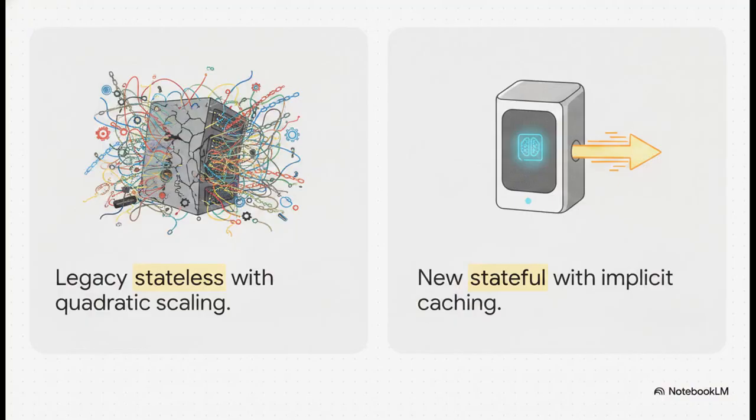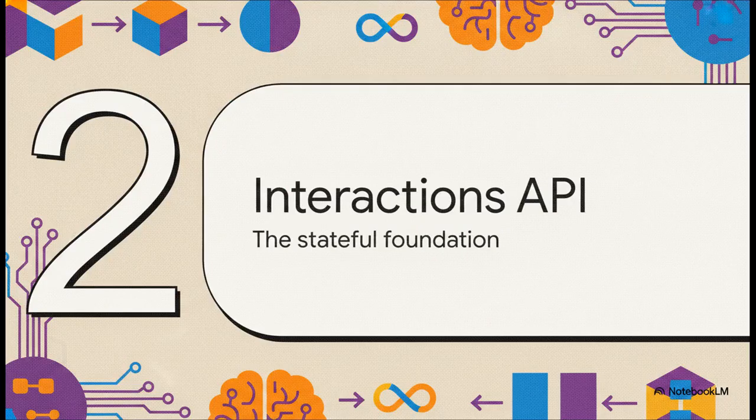Think about the legacy generate content API like an amnesiac coworker. Every single time you speak to them, they forget absolutely everything you've ever discussed. You're forced to recount the entire history of the project before you can even ask your next question. That stateless approach scales quadratically in both latency and token consumption. The new stateful paradigm, on the other hand, actually remembers the project. It shifts all that state preservation straight onto the server. Which brings us nicely to section 2.